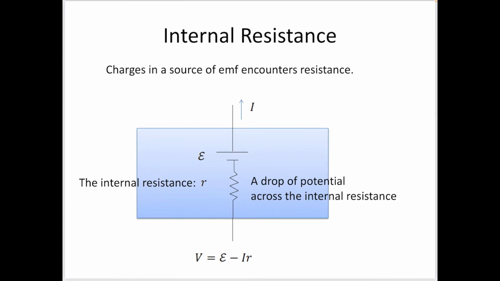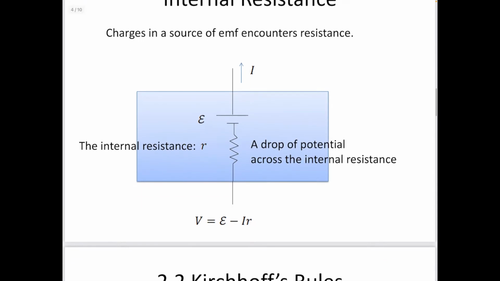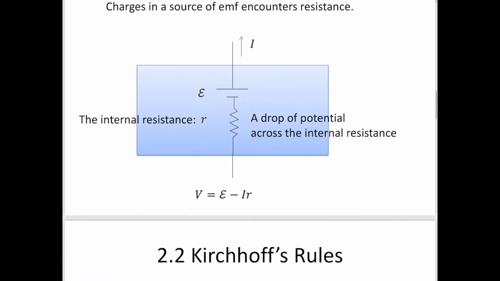So non-electric force is acting on charges to move from a lower potential terminal to a higher potential terminal. Sometimes we need to consider internal resistance. Charges in the source of EMF encounter resistance. So we consider the internal resistance as R. Then the drop of potential across the internal resistance is expressed as I, the current, times R. So net potential is a little smaller than the generated potential of epsilon. Net potential V is equal to epsilon minus IR due to the internal resistance.